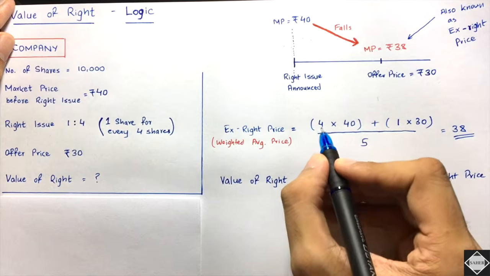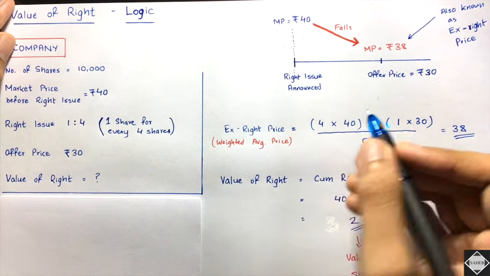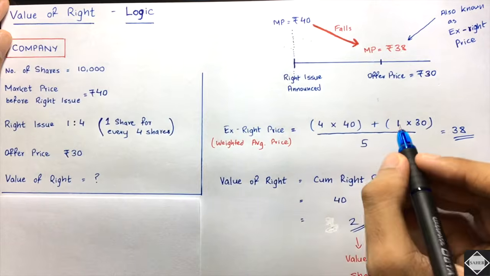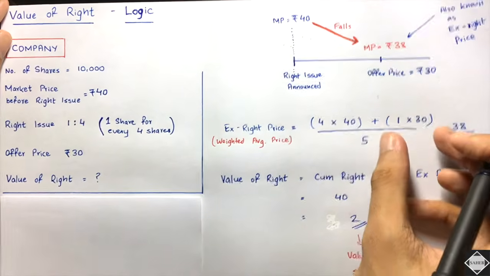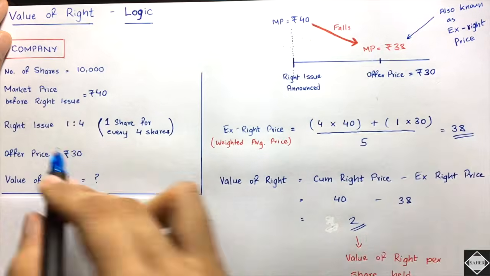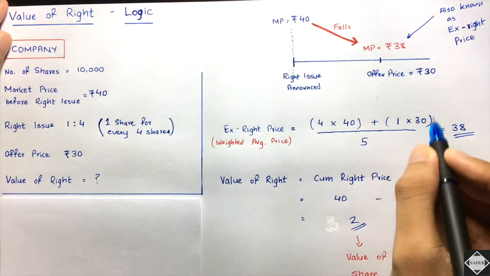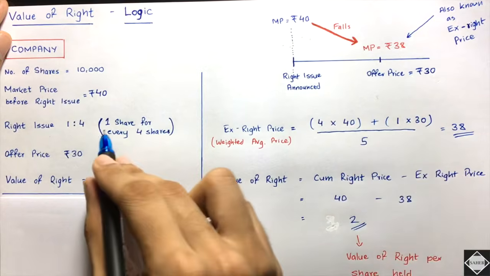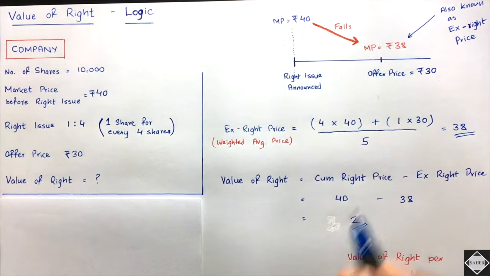1:4. So first you will take 4 into the cum-rights price. What is the cum-rights price? Rupees 40. Yes, 4 into 40 plus, and then you will take the rights cash flow generated from the rights issue. So that is 1 into 30. 30 is the offer price, the rights price, and 1 is the rights share. That is the same formula, simplified.